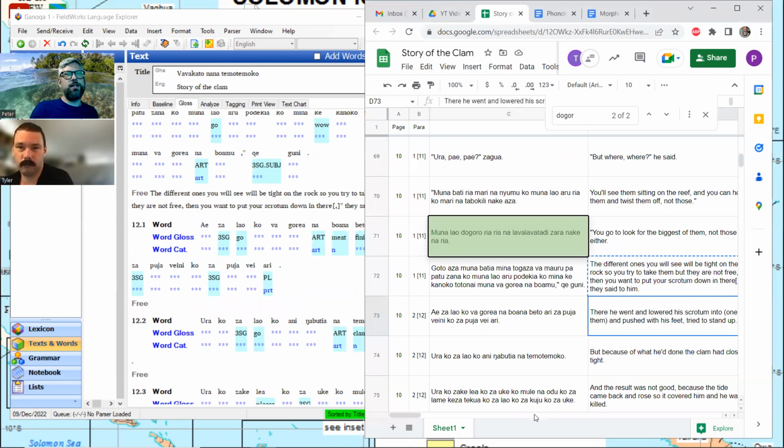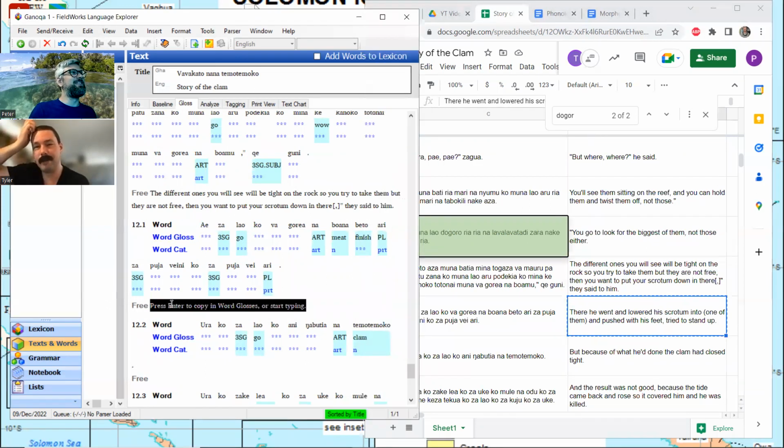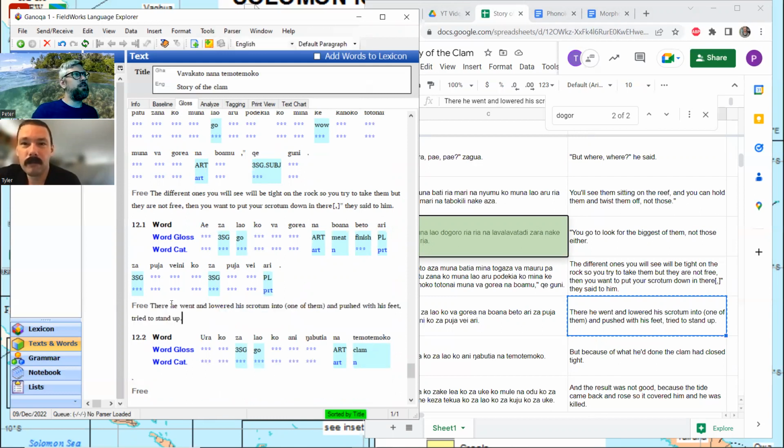And there he went and lowered his scrotum into one of them and pushed with his feet and tried to stand up. We can just refer to the story as the body part. Yeah, that's right. I might have warned you. We'll just call it the body part if we need to refer to it much. We have that meat word. Oh my goodness. And look which word they use. Ah, the meat. The meat.